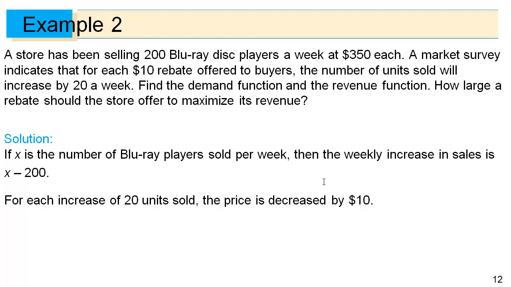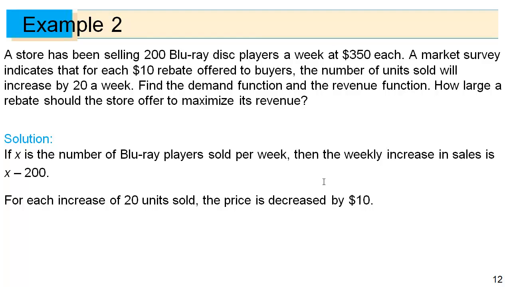It just gets confusing with a derivative being a change of a change type of thing. So it's better to let X be the number of things. So if you sold 250 Blu-ray disc players, X would be 250. That would be 50 more, right? Because you started at 200. So that's why the weekly increase is going to be however many you sell minus the original 200 starting point.